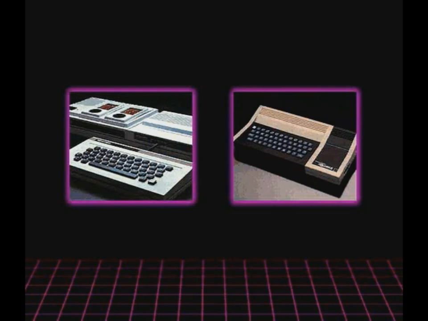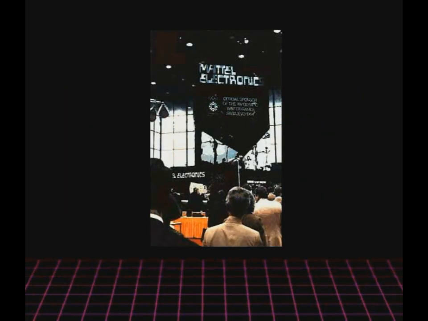This aggressive and expensive development took its toll. Mattel Electronics started posting massive losses. It was hoped that the spending would pay off once the new product hit the market. The June 1983 Consumer Electronics Show in Chicago was expected to be the turnaround. Mattel Electronics made a huge splash.